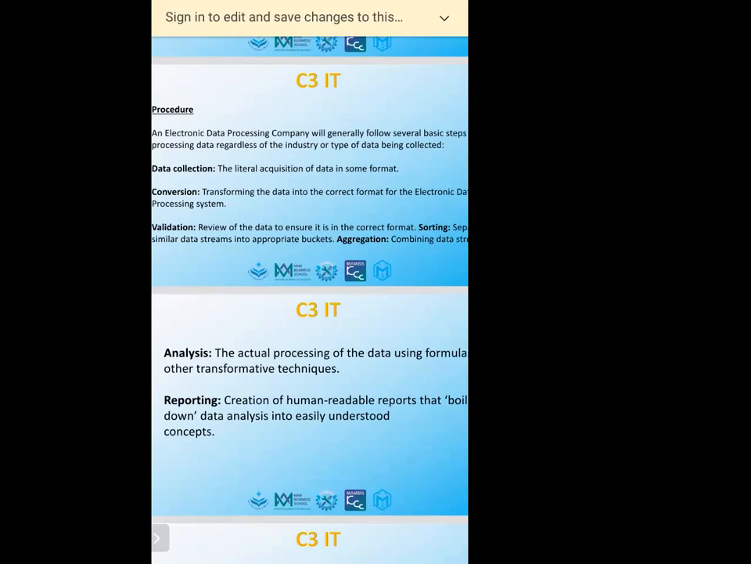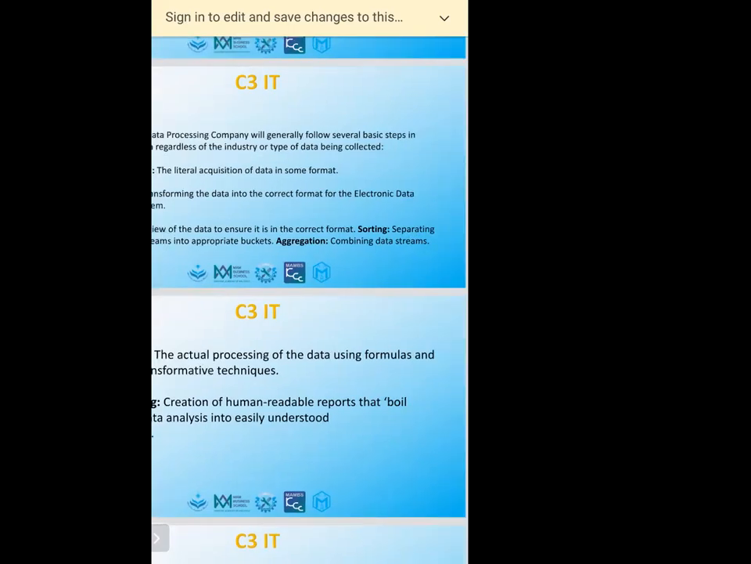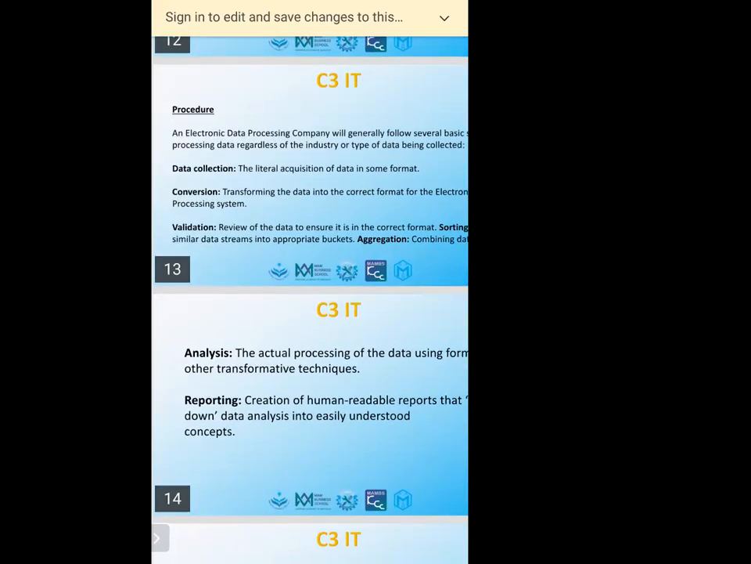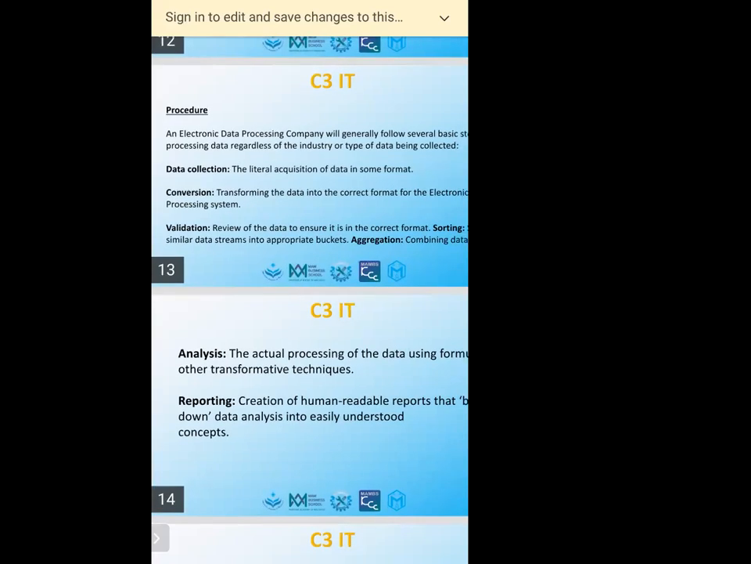And the last one is reporting. It is the creation of a human readable report, so that the data analysis is easy to understand. That means after analysis, you will have the reporting of the data. Understand that?